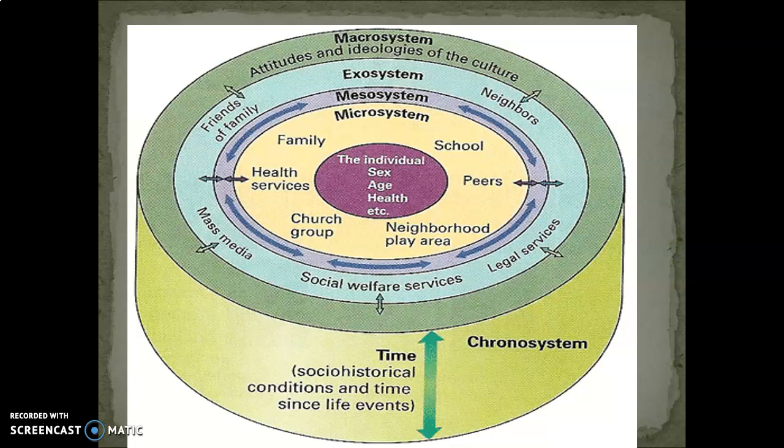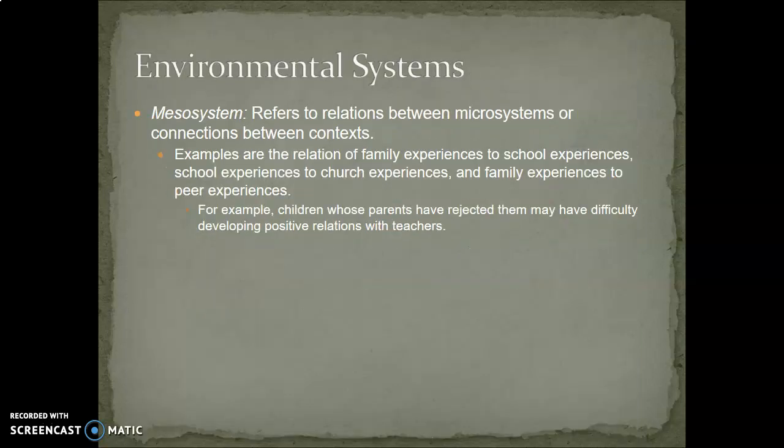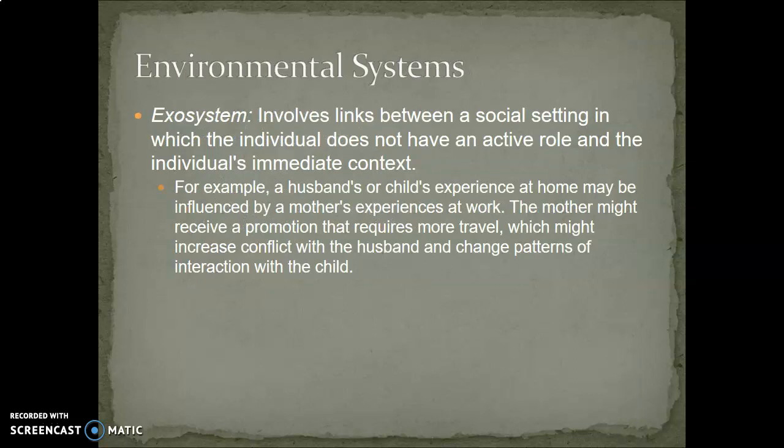Those kinds of interactions or understandings between the two systems make up the Mesosystem. So it's those interactions between each other. The Exosystem involves the links between a social setting in which the individual does not have an active role and the individual's immediate context. So an exosystem is something that has some sort of direct influence on a child, but doesn't necessarily have anything to do with the child.